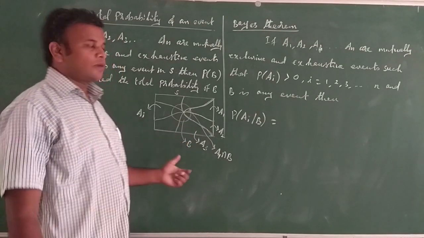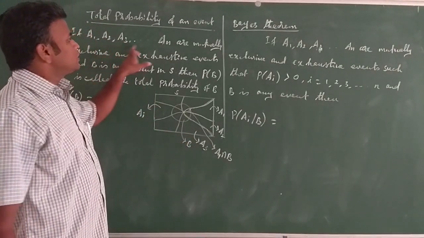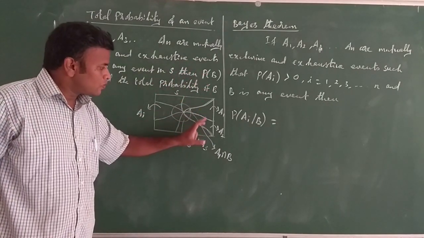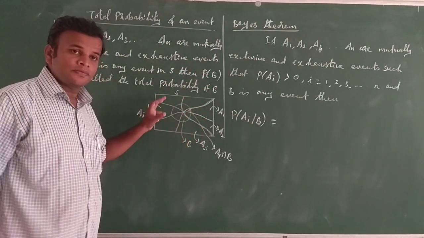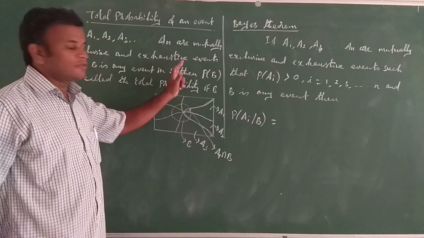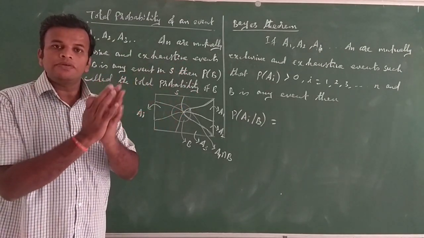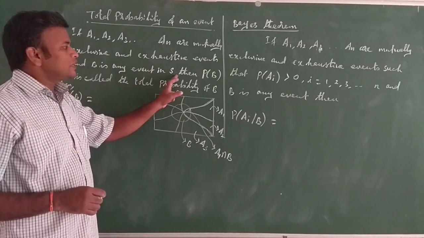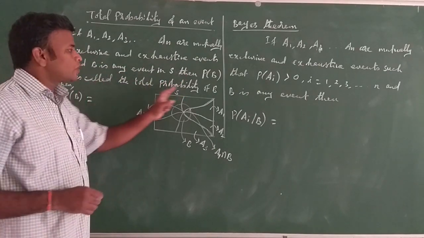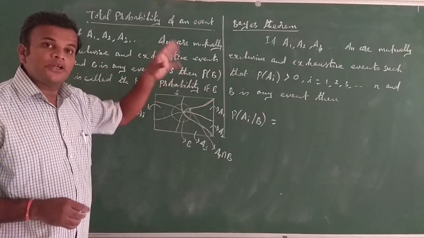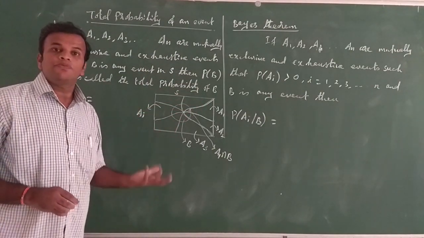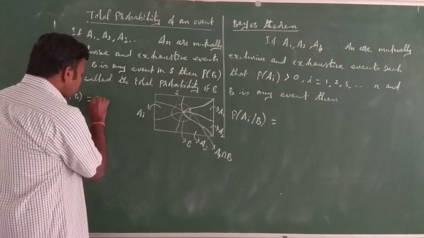Okay, now we see the formula. If A1, A2, A3, etc. are mutually exclusive and exhaustive, there is no connection between the events. Mutually exclusive and exhaustive means the sum of all events' probability should be equal to 1. And B is any event in S, then P of B is called the total probability of the event B. How to find the formula of P of B?